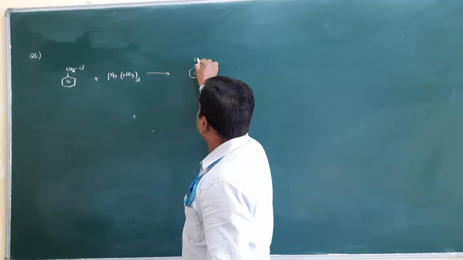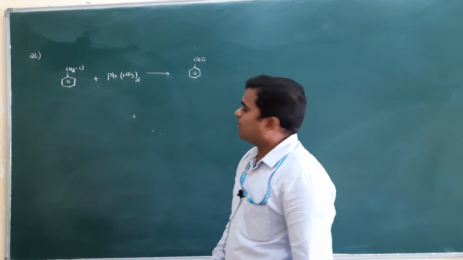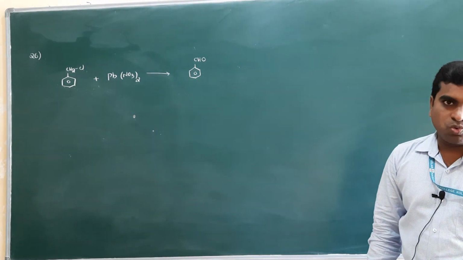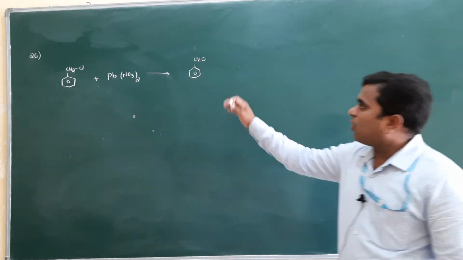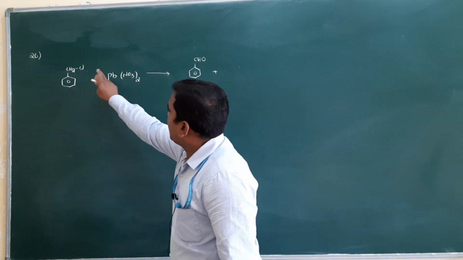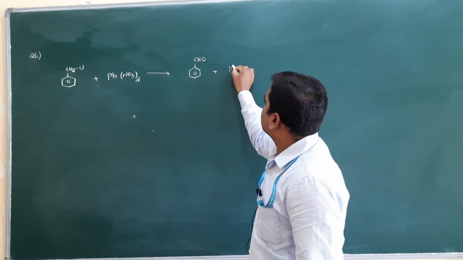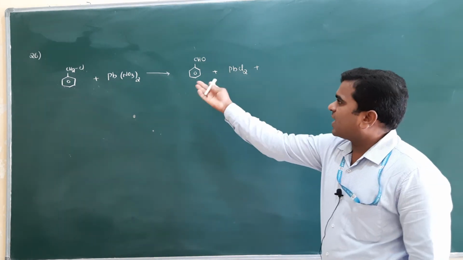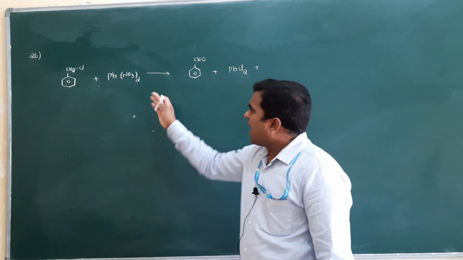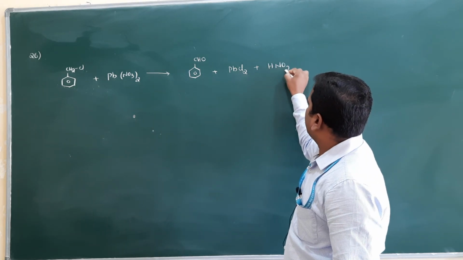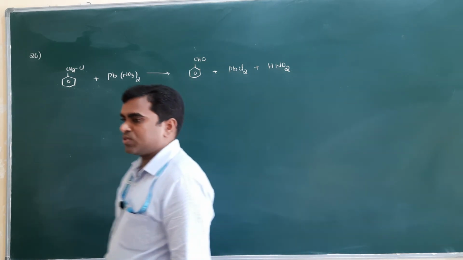What is the product here? On the benzene ring there will be a CHO. Clear? On the benzene ring there will be a CHO, and Pb and Cl will be removed as PbCl2. PbCl2 plus the nitrates will be removed as HNO2.